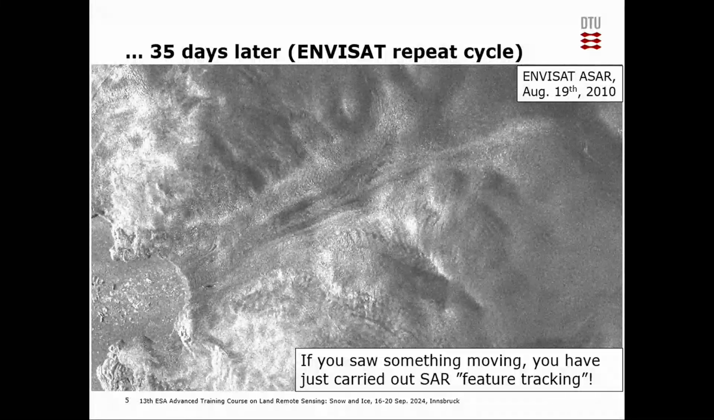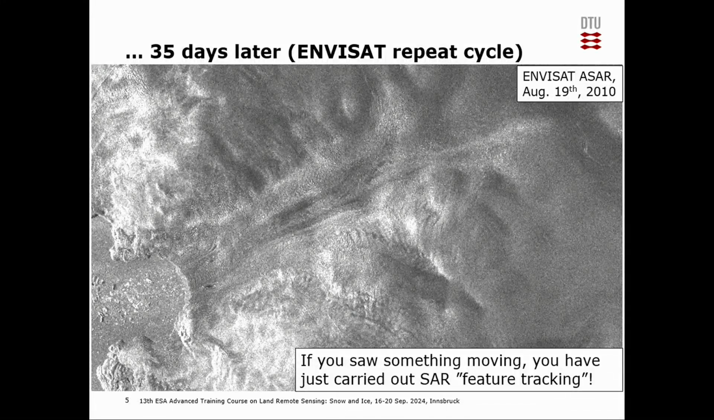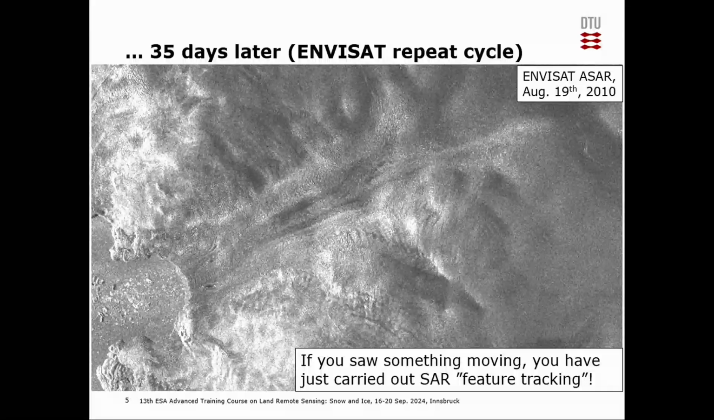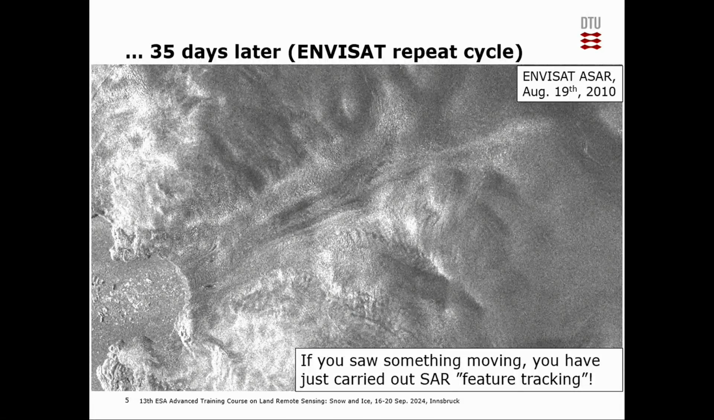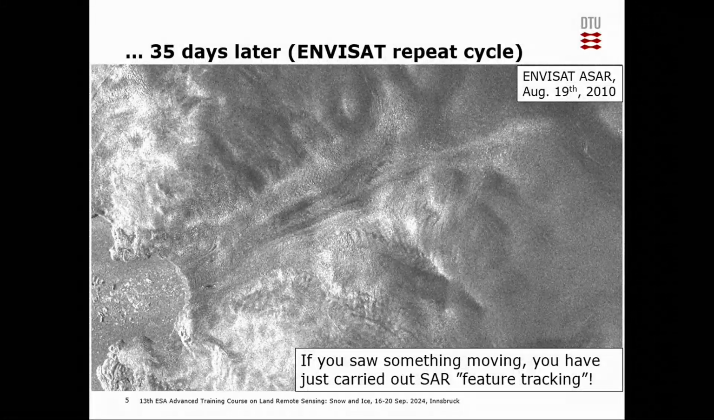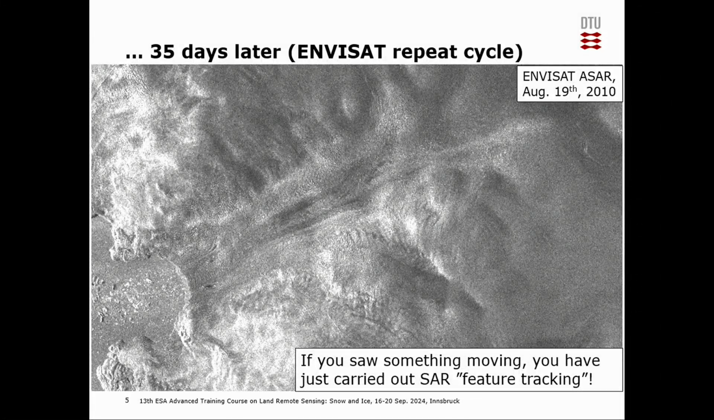And indeed, our brain is carrying out so-called feature tracking. We are locking on a feature and trying to follow it by recognizing a moving pattern. Indeed, this is what a computer can also do for us and will do much better than us. And it is the basis for this offset tracking method we will be talking about.